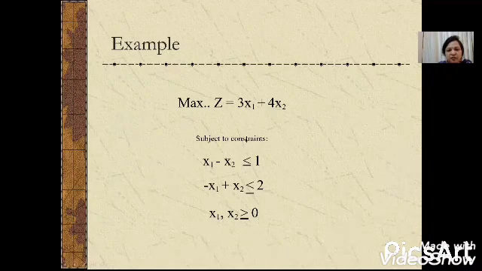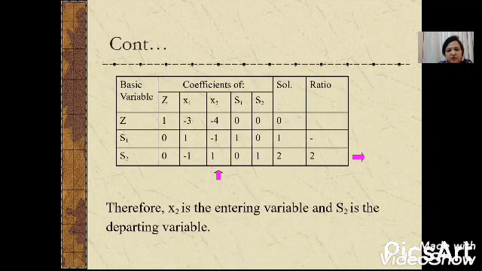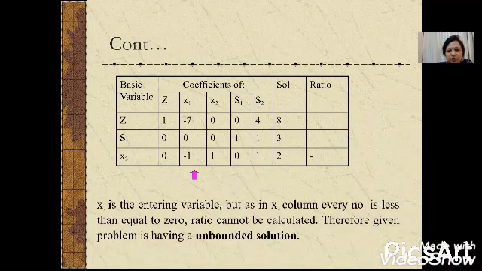Again, let us see this example. In the same way, we can convert this into the modified form, and the corresponding table is this one. Here x2 is the entering variable, and by obtaining the ratio, we can see that S2 is the departing variable. So our new table will take this form.